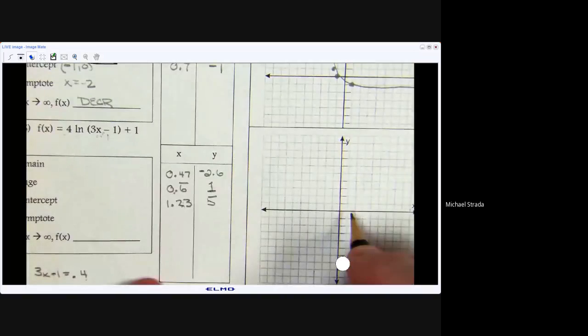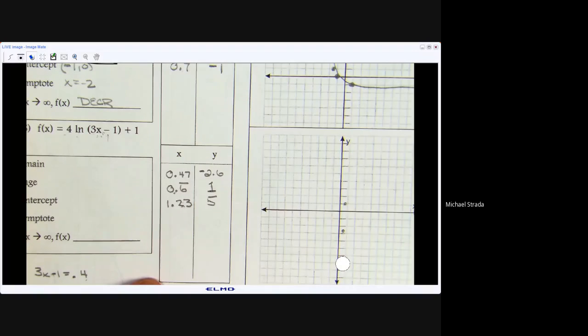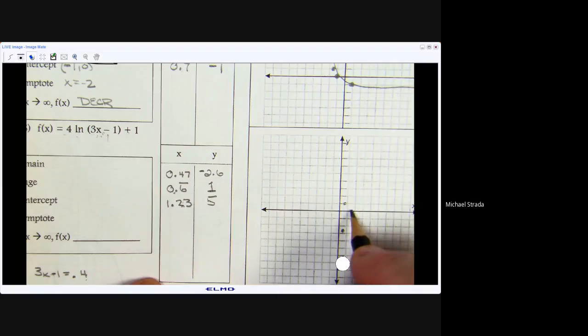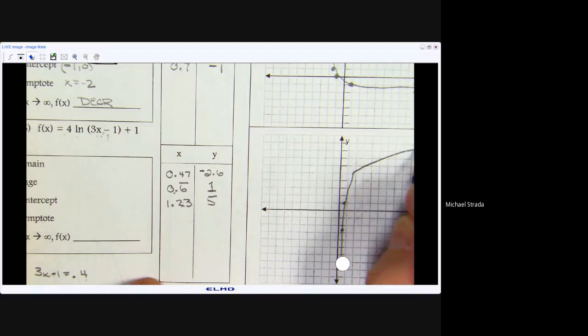When I plot them, 0.47, negative 2.6 is about there. 0.61, about there. 1.235 is there. And it just stretches it out a little bit.